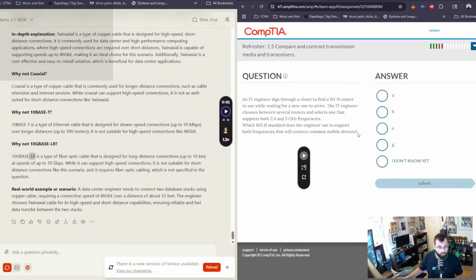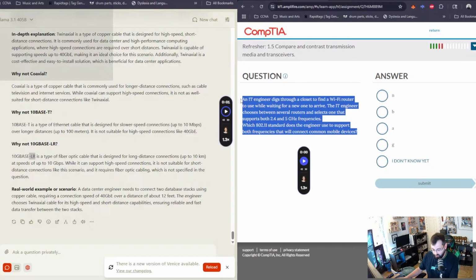So, oh good, this isn't connected. Let's see if this is working. Sometimes it takes like a few hits.